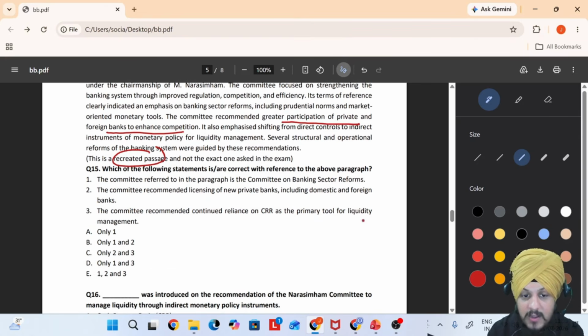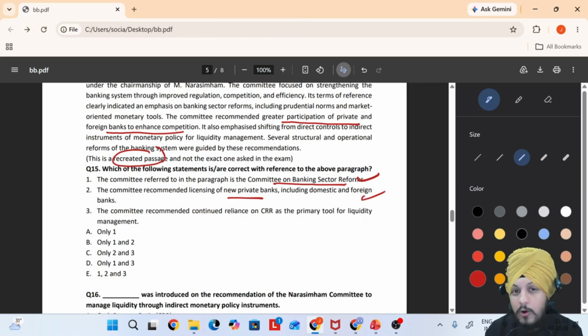This is what the first statement says: the committee referred to in the passage is the Committee on Banking Sector Reform. This is true. Then, the committee recommended licensing of new private banks, including domestic and foreign banks. This is true, because if you talk about the post-1991 LPG reforms, as a part of it the banking sector got opened up, and during that period this Narasimhan Committee was formed, and it gave the recommendation that we need to open up our banking sector.